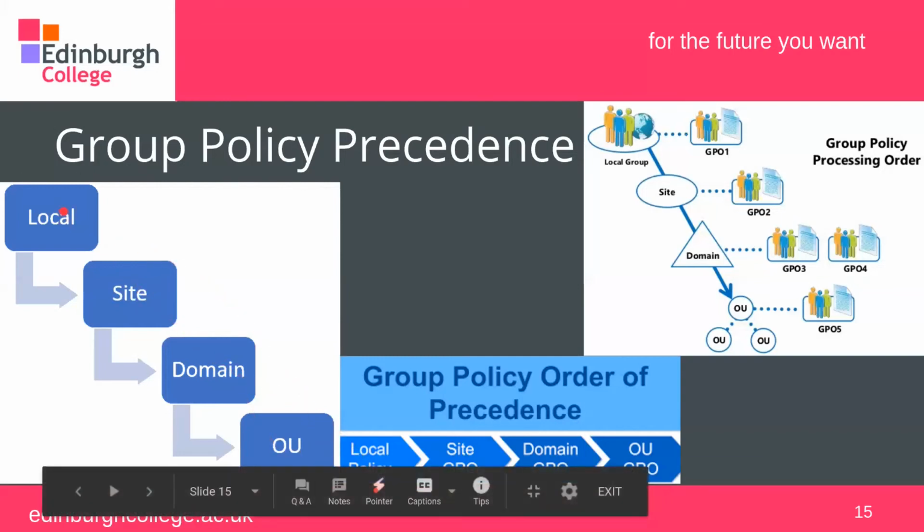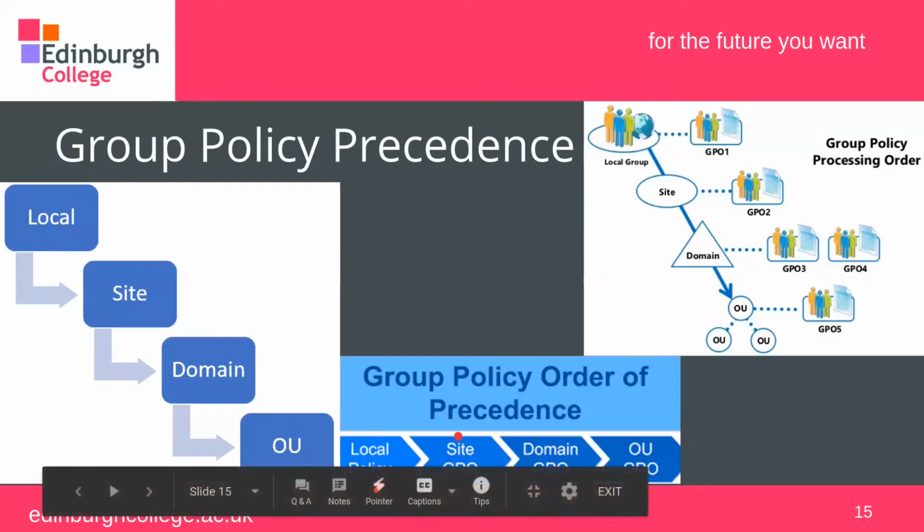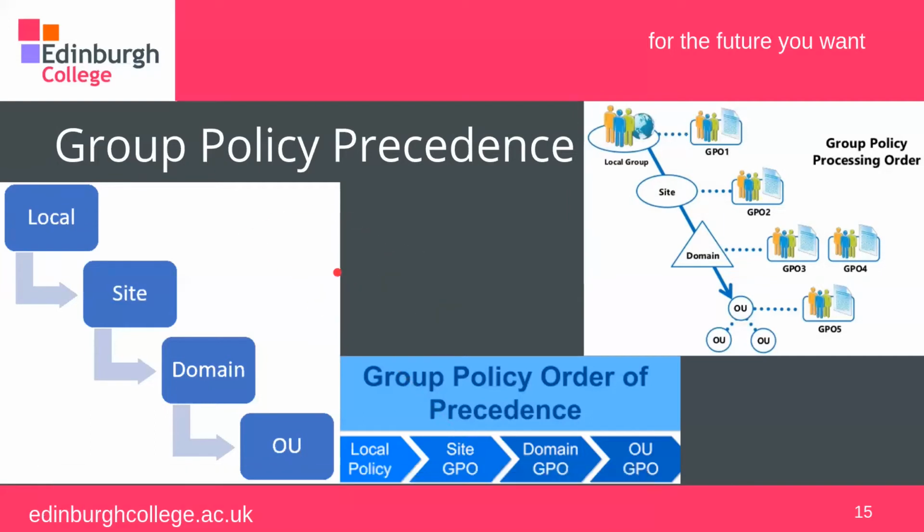So I can say you're not allowed to do something here, you are allowed to do it here, you're not allowed to do it here, you are allowed to do it here. Here is what will count. If there's nothing here, then this will count. If there's nothing here, this will count. So this is the order in which group policy gets applied. LSDOU. Now, if there's another OU inside this OU, that will be the last one that's applied. And that is the order in which group policy is applied.